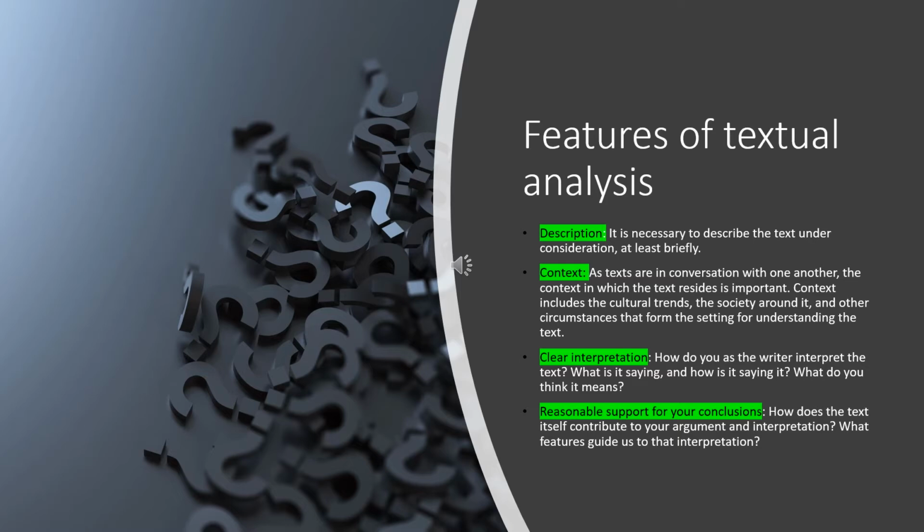Clear interpretation. How do you, as the writer of the essay, interpret the text? What is it saying, and how is it saying it? What do you think it means? And then reasonable support for your conclusion. How does the text itself contribute to your argument and interpretation? What features guide us to that interpretation? So, description, context, clear interpretation, and support. All of those are important for a good analysis.